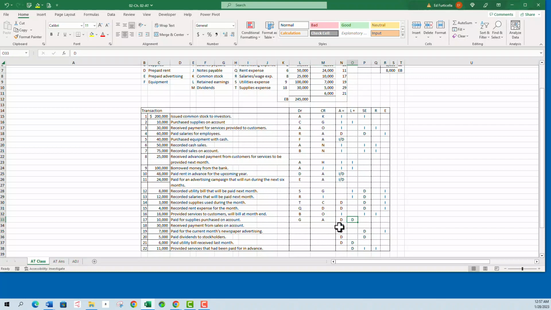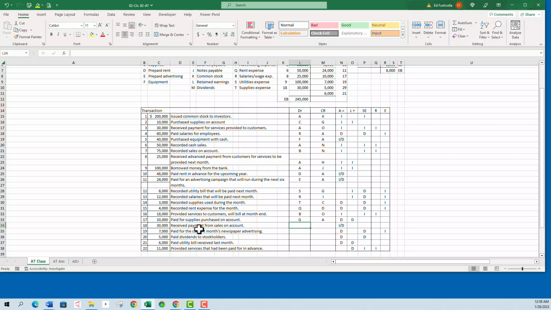In number 18, we say receive payment from sales on account. So we had made sales in the past on account, and we're finally going to collect the money from the customers. So anytime it says receive payment, that means cash is involved. If we're receiving payment on account, that means our customers who owed us money are paying us off. So the other account is accounts receivable.